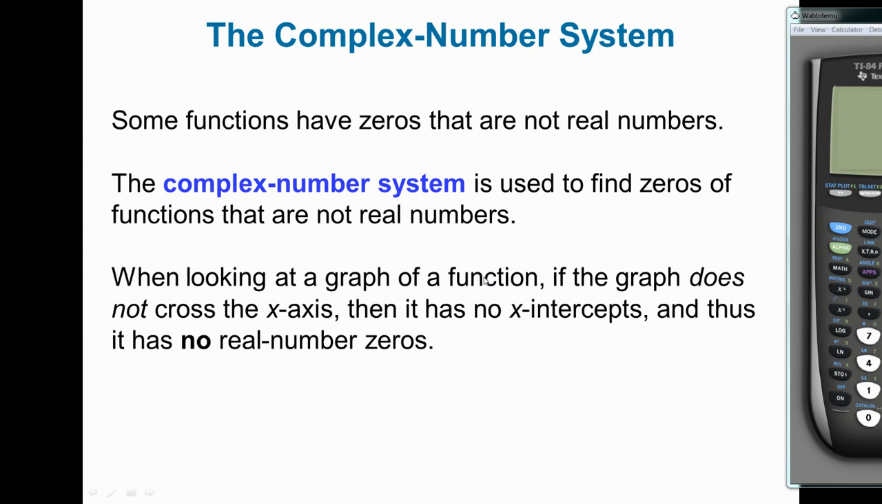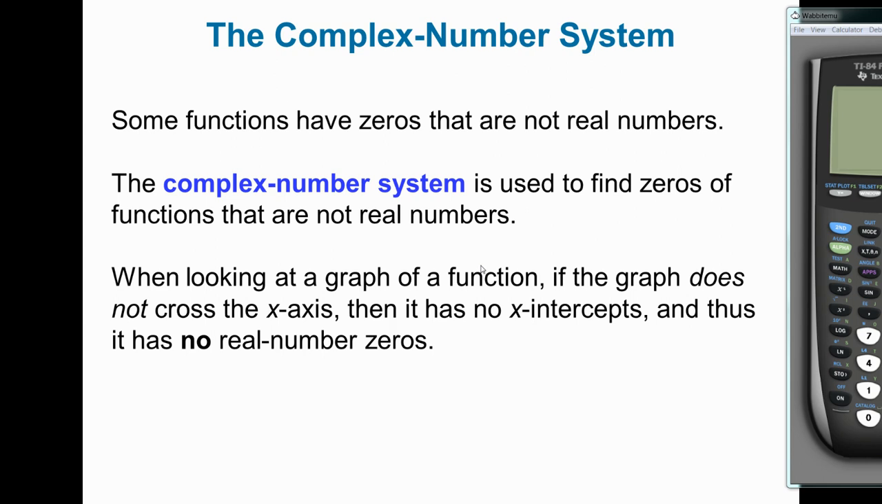Why do we need complex numbers? All right, how did they come into existence, so to speak? It says this: some functions have zeros that are real numbers. You solve a second degree equation, or even a linear equation, and you get an answer that's a real number. It's 5, 6, could be negative, could be a fraction, could be a decimal. But some functions, when you solve them, the answers aren't real. The complex number system is used to find zeros of functions that are not real numbers.